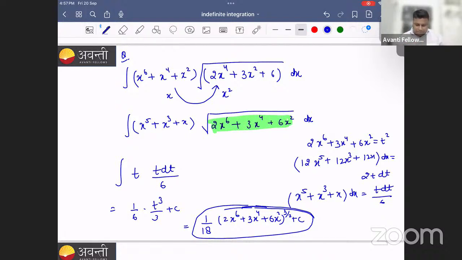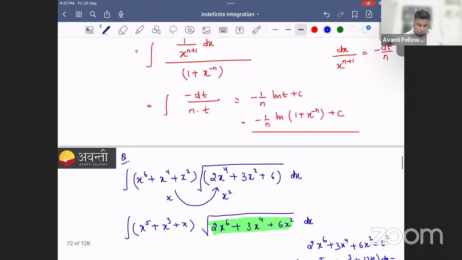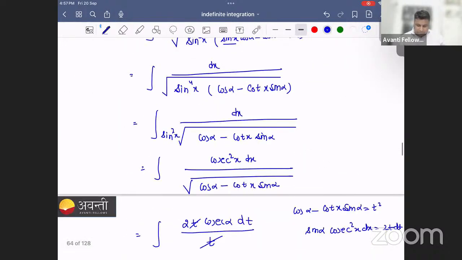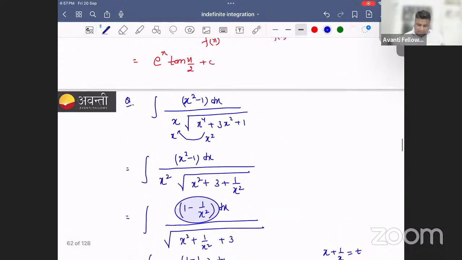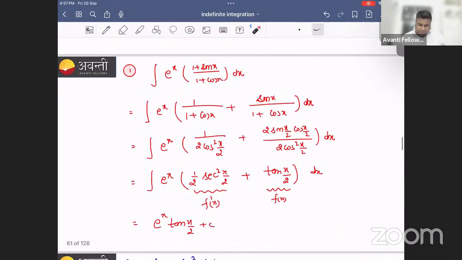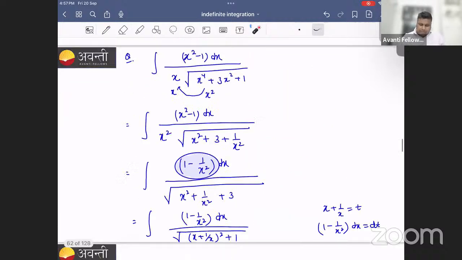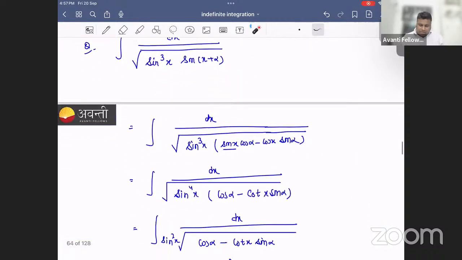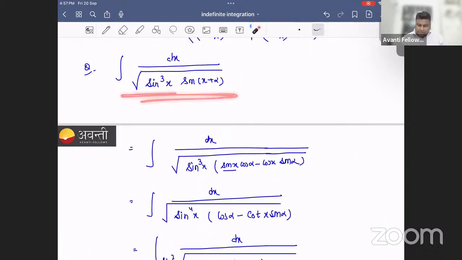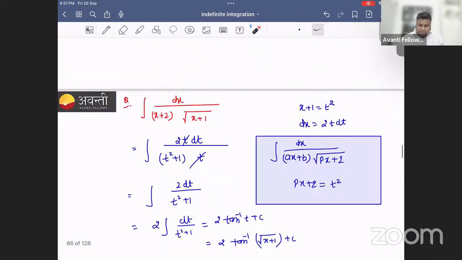So in today's session, the kind of variety we have covered, it's a huge variety that I tried to cover today. First was this one, e to the power x into f x plus f dash x, that ultimately results into integration e to the power x f x. Then force substitution. You bring out something and you make it something so that we can substitute it. Then same type, taking something common and creating the substitution.